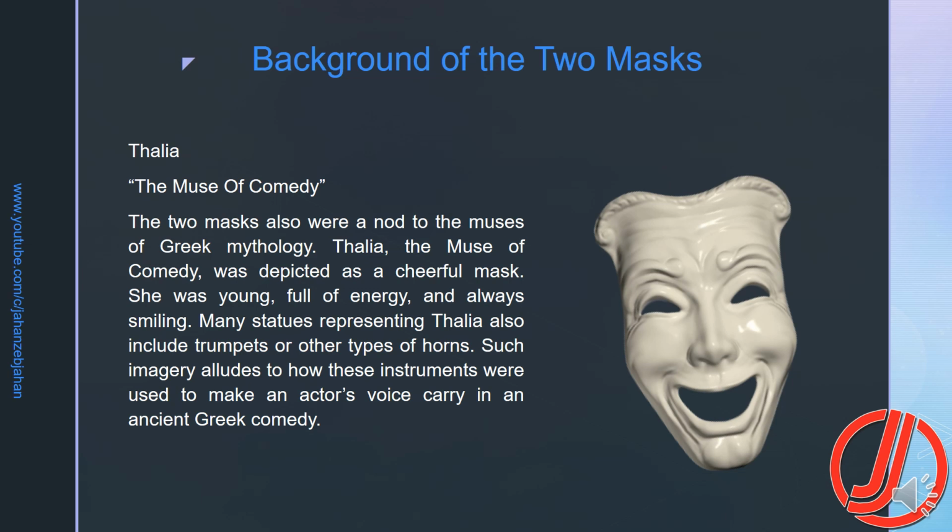Many statues representing Thalia also include trumpets or other types of horns, as their imagery alludes to how these instruments were used to make an actor's voice carry in an ancient Greek comedy. So the smiling mask refers to Thalia, the muse of comedy. Every good writer would invoke or seek help from a certain muse before writing a tragedy or an epic play, and this muse was Thalia.